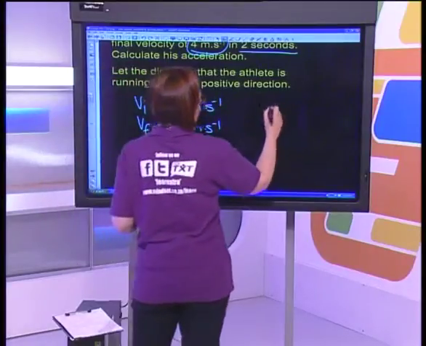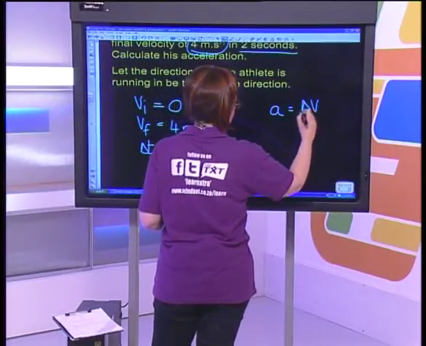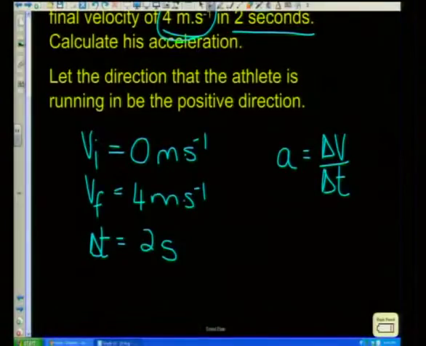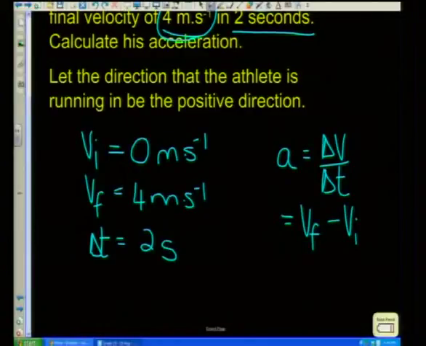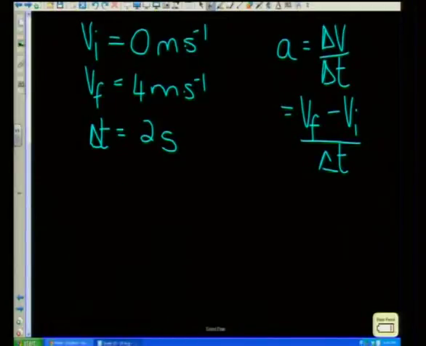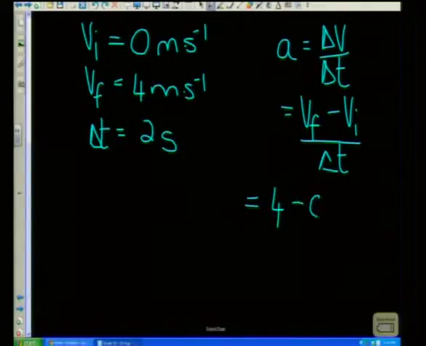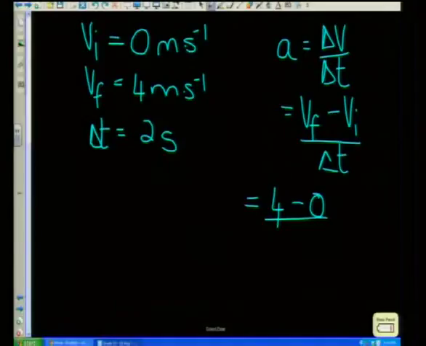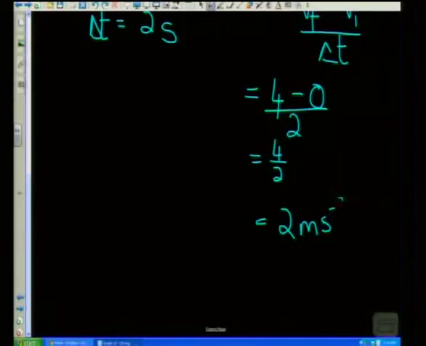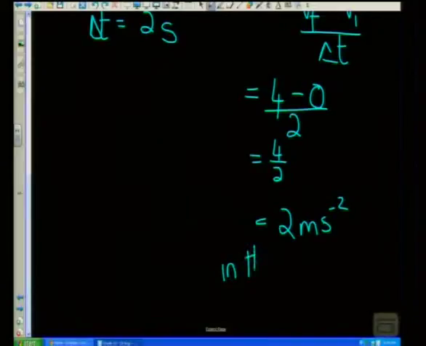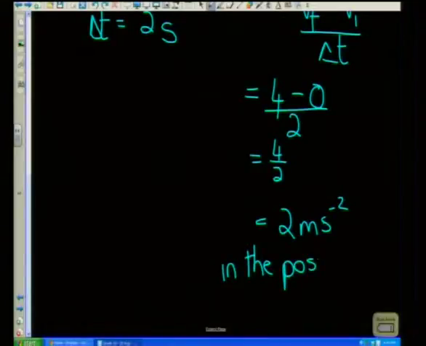So, if acceleration is change in velocity over change in time, it means that we have to do final velocity minus initial velocity divided by time. Now, you're going to see this equation in different formats a lot over the next couple of weeks. Final velocity was 4. Initial velocity was 0. Time was 2 seconds. So we get 4 divided by 2. So it's 2 meters per second squared in the positive direction.